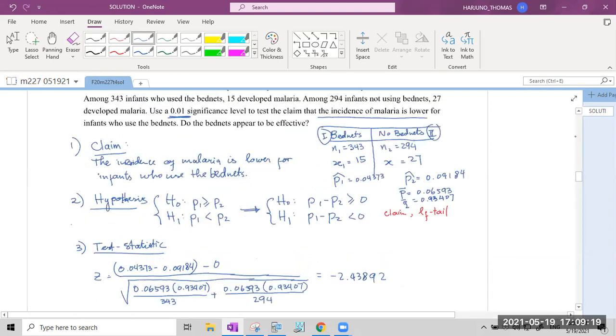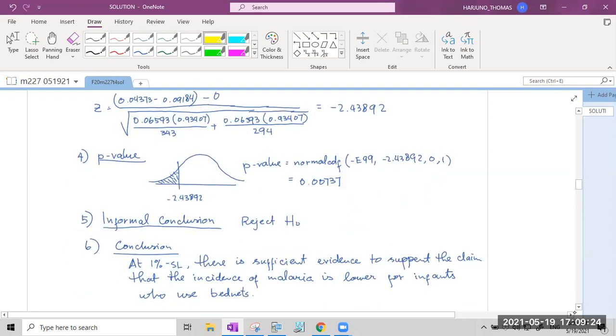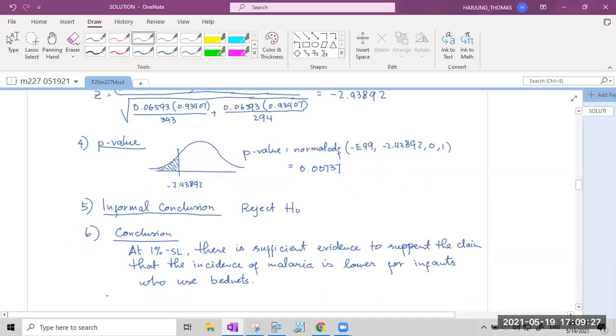So to answer the last question, do bed nets appear to be effective? Then you conclude that bed nets appear to be effective. Okay, that's the follow-up from the conclusion to answer that last question explicitly.